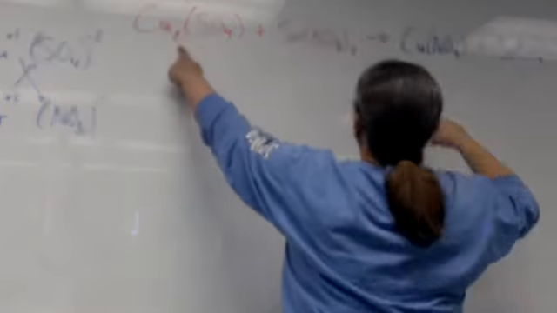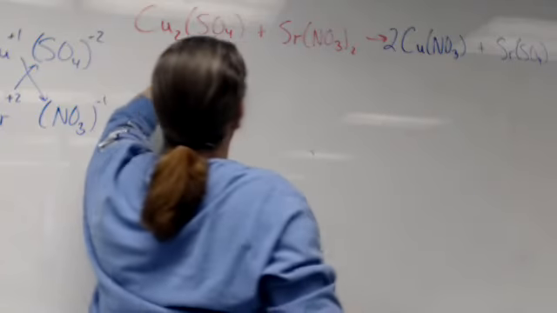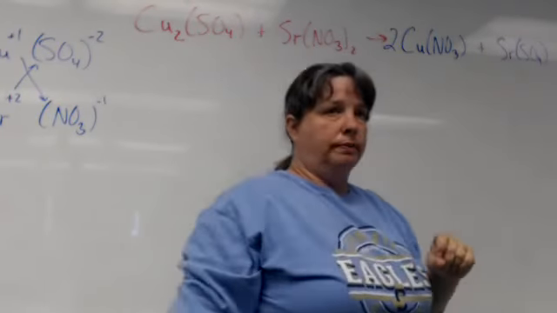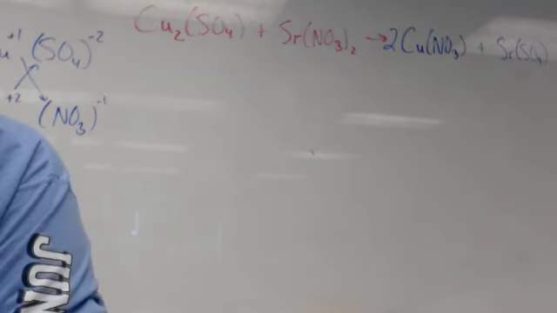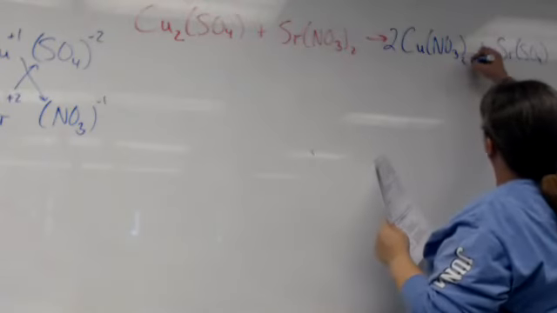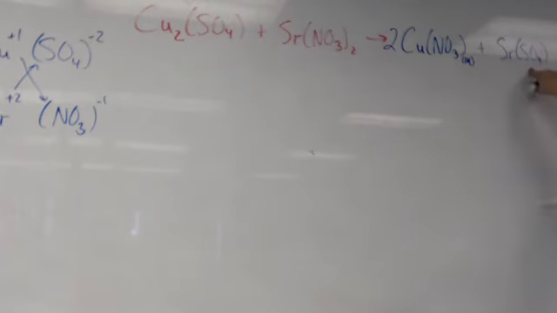Balance it. You got 2 here, so we're going to put a 2 there. We have 1 SO4, 1 SO4, 1 strontium, 1 strontium, 2 nitrates, 2 nitrates. Okay, states of matter for the product. Nitrates is easy. All nitrates are soluble. Sulfate. All sulfates are soluble except CaSO4, SrSO4. So this one is an exception. It is insoluble. So you have a reaction.